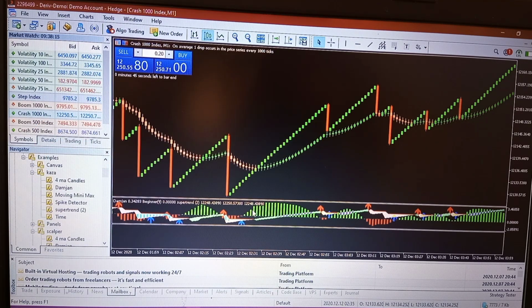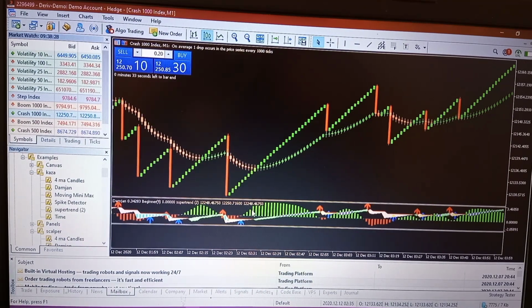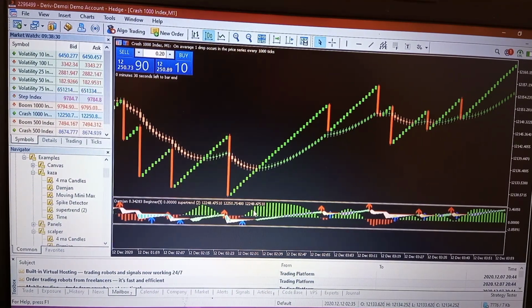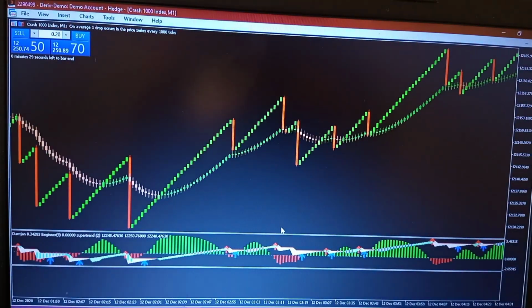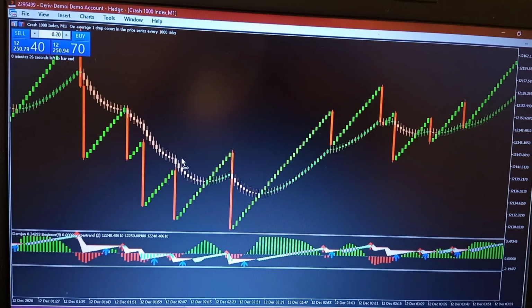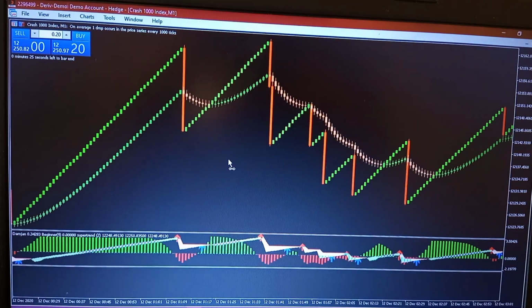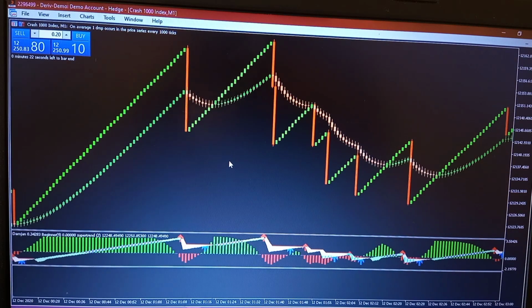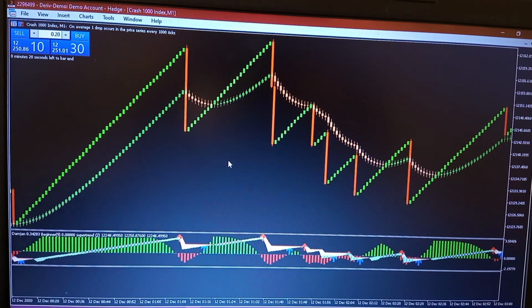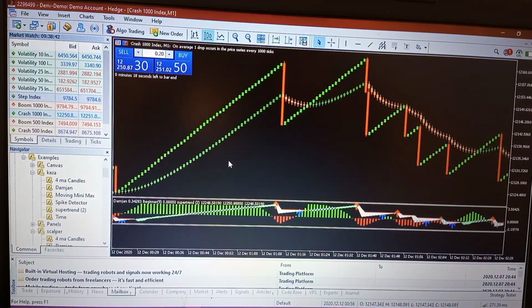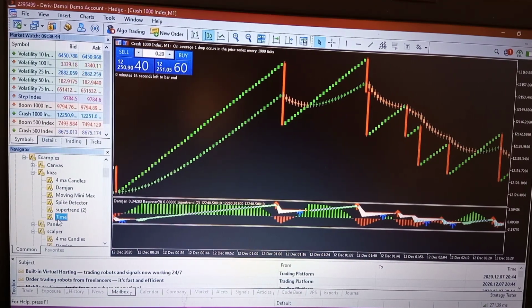So let's begin. First of all, I'm going to explain how this Kaza spike detector works and how you can use it. We're going to start with explaining what you're able to see on this screen. This Kaza spike detector has about 3 or 4 indicators inside. Let's start with this one over here.